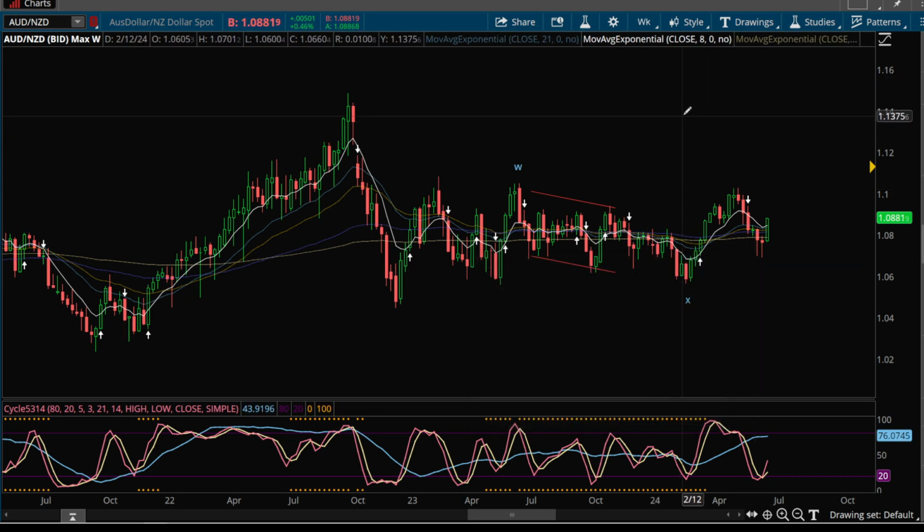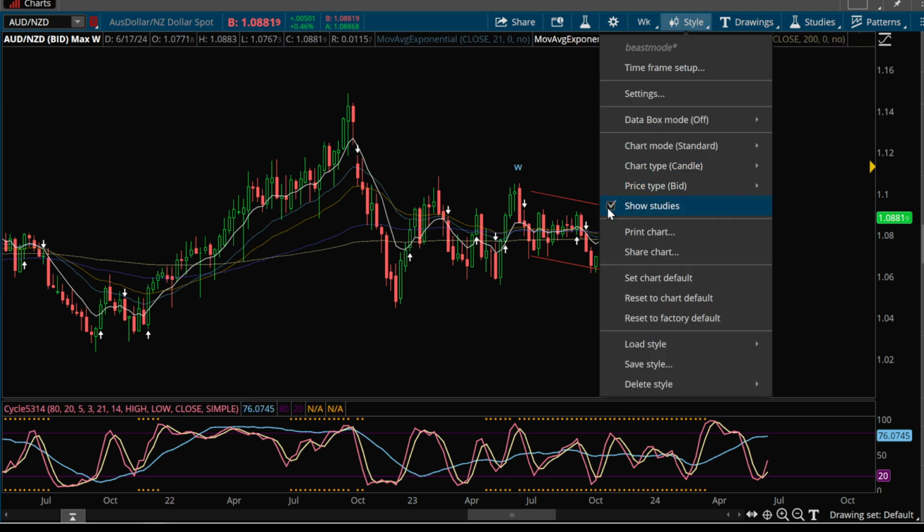Sorry, my keyboard's all the way on the other side of the desk. We'll hide these indicators again.